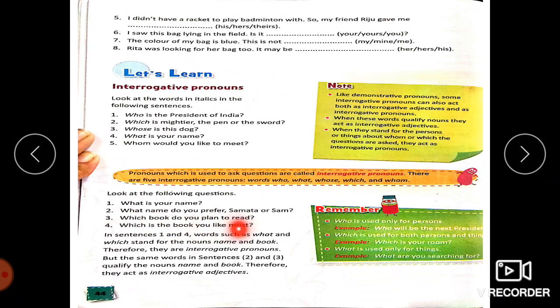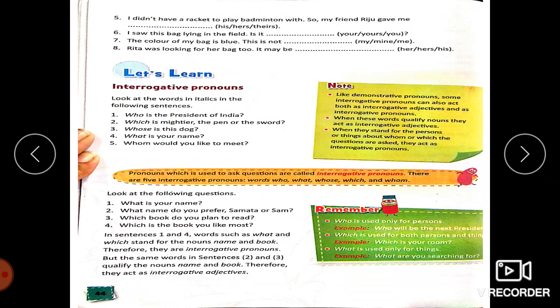Which is the book you like most? Here which indicates some noun. It does not qualify any noun. Therefore, this is an interrogative pronoun. I hope I could make myself clear to you, children.